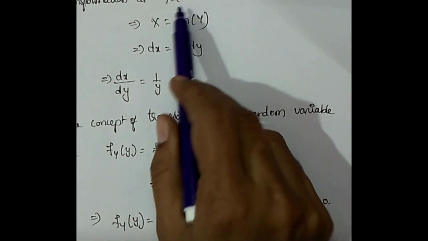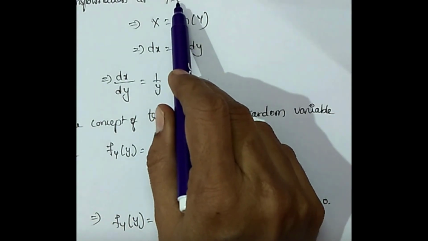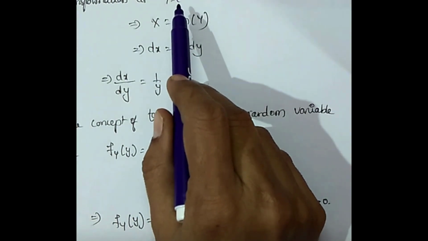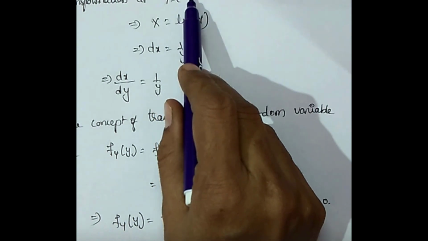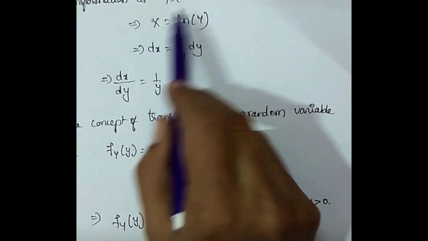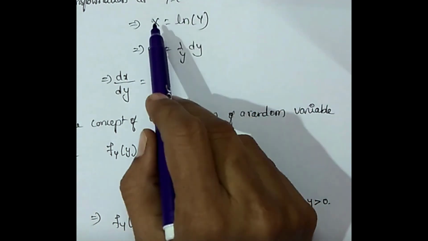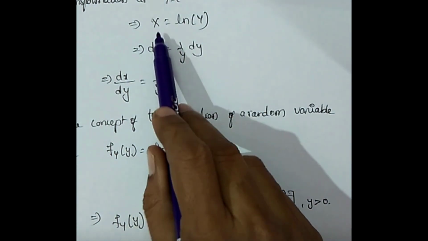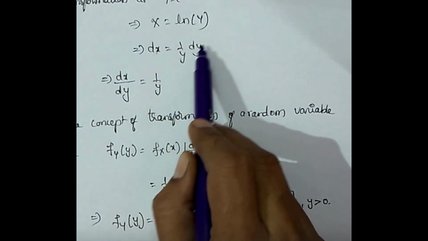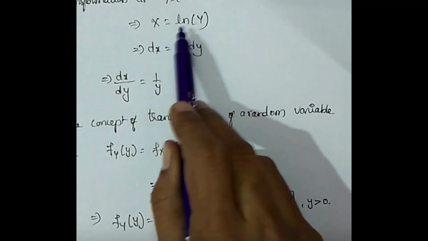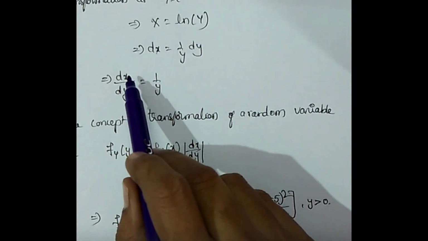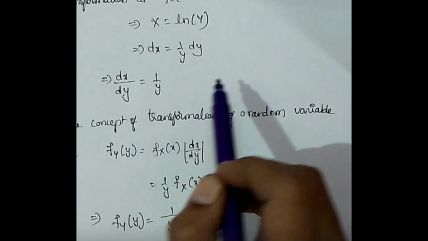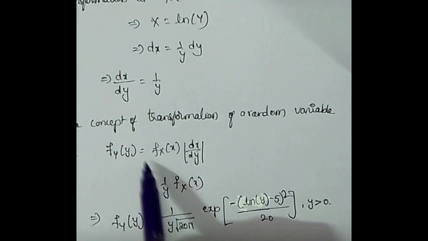Now take the given transformation. What is the given transformation? Y equal to e power x. Simply you apply ln on both sides. So it becomes x is equal to ln of y. So now you do dx is equal to 1 by y dy. Just apply differentiation on both sides. You got dx by dy as 1 by y.